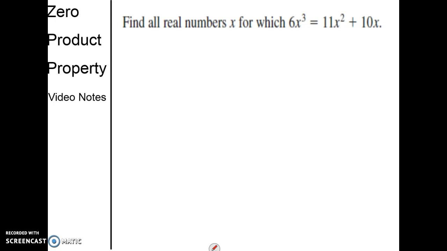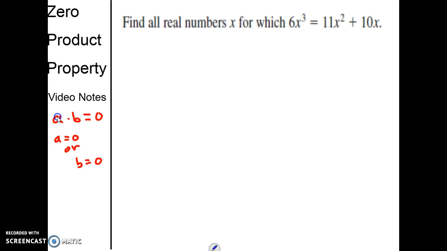The first thing that we're going to talk about is the zero product property. We've touched on it before, but basically if A times B equals 0, then either A is going to equal 0 or B is going to equal 0. And in this example, we're actually going to throw in a C, so A times B times C. It says find all real numbers x for which 6x to the third equals 11x squared plus 10x.